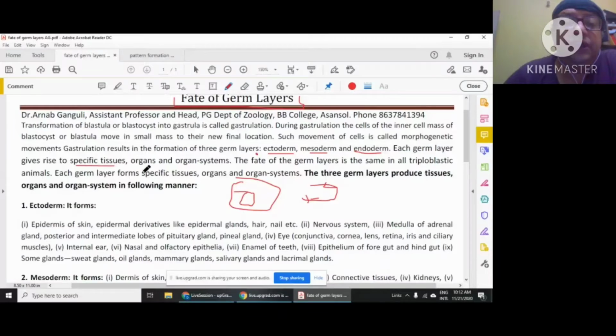specific tissues, organs, and organ systems. So eventually you find there are three germ layers. The first is the ectoderm, then you have the mesoderm, and below you have the endoderm. In between you have the fluid-filled cavity known as the coelom. Each of these germ layers gives rise to organs and organ systems.